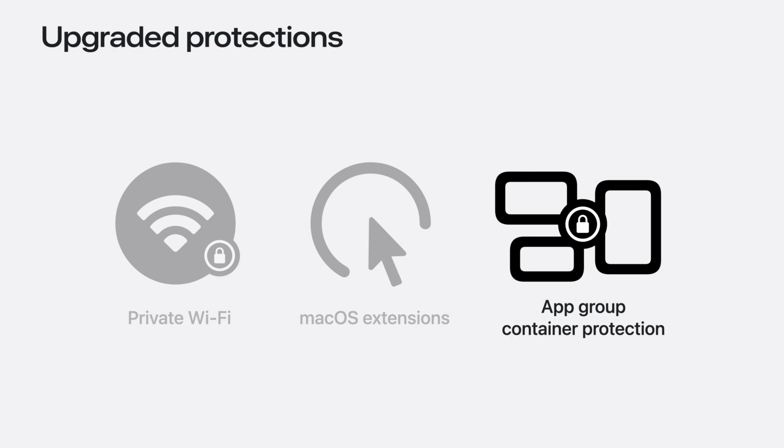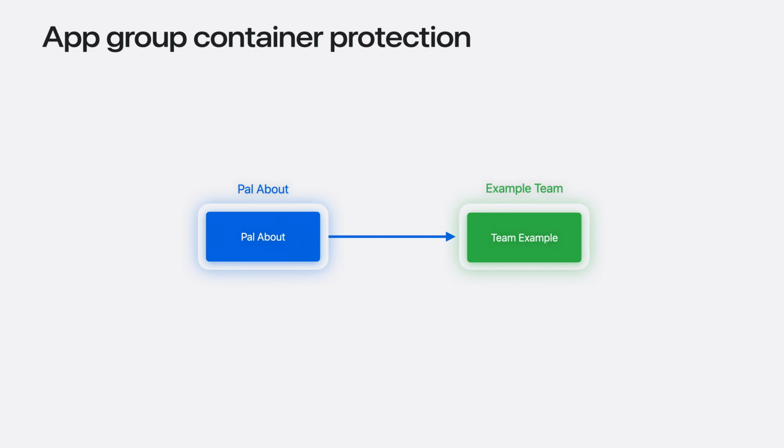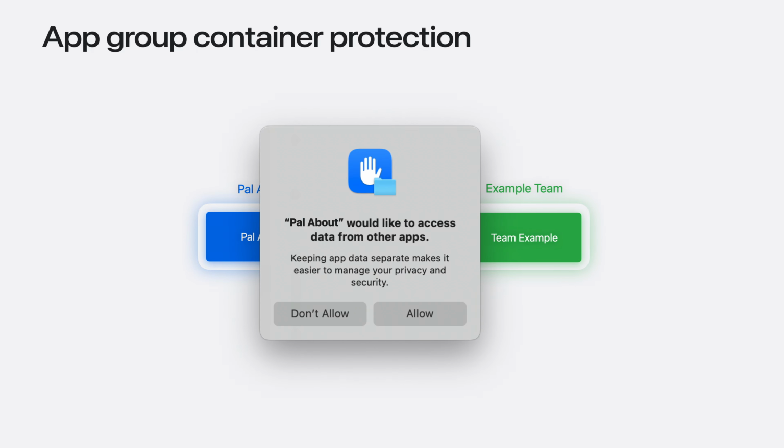Last is App Group Data Container Protection on macOS, which brings the great protections of sandboxing to both groups of apps and apps that aren't ready to sandbox all of their data yet. App Sandbox ensures data access is always expected by restricting access to protected resources. If one app tries to access another app's container, a prompt is presented to allow or deny access. In this example, Palabout has tried to access data from another app's container, and a prompt was presented.